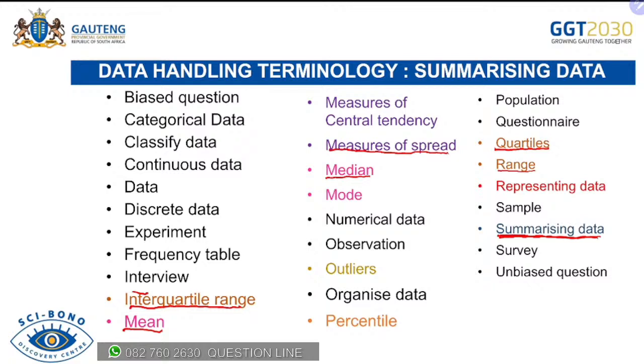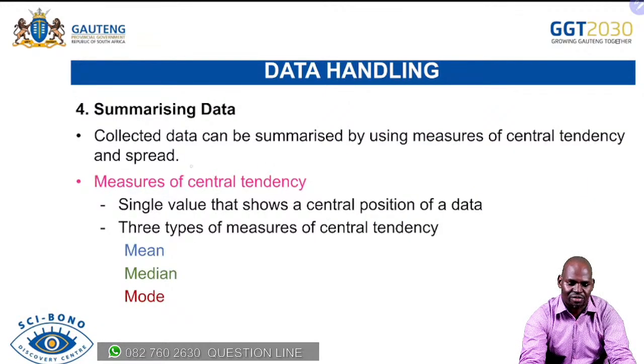Okay, now these are some of the terminologies that we'll be working with throughout summarizing data. Now, summarizing data, as I indicated, in simple terms. So in this case, they say collected data can be summarized by using measures of central tendency and spread. Then, like I said, measures of central tendency, okay, it's a single value that shows a central position of a data. Then you've got 3 of them. We've got mean, median, and mode.